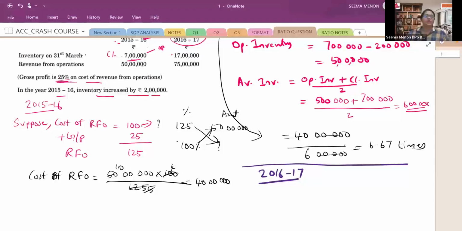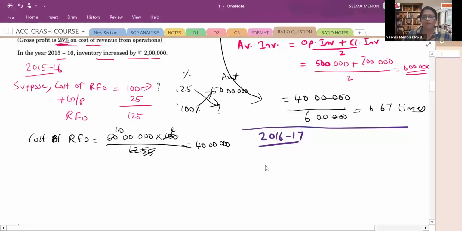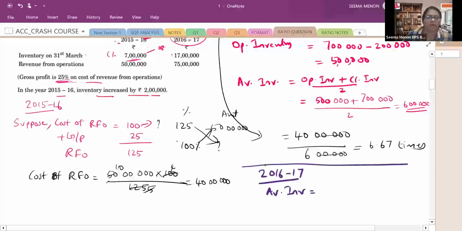2016-17. Now no need to write the formula. Directly we will be finding average inventory. Average inventory is equal to opening inventory plus closing inventory, divided by 2. You can see the question. The closing inventory is 17 lakh. Opening inventory is 7 lakh. I hope you are able to understand.